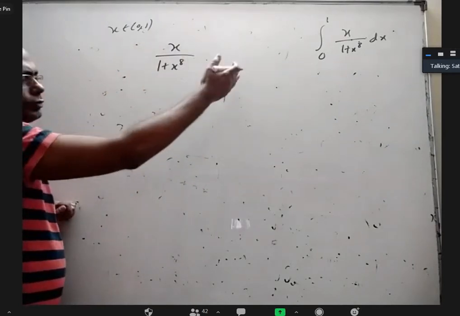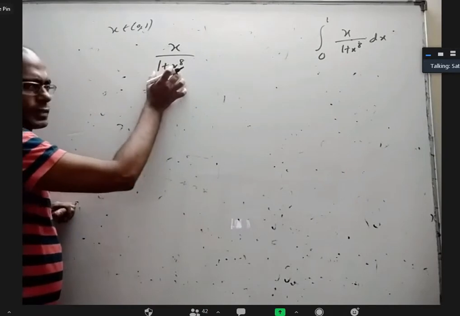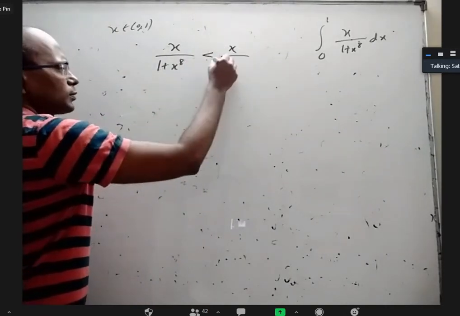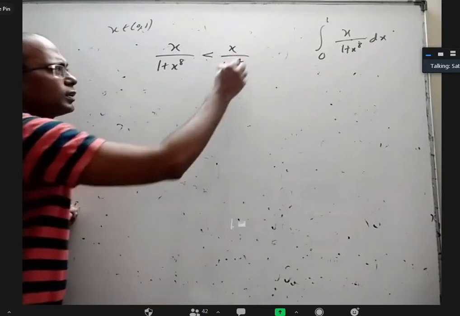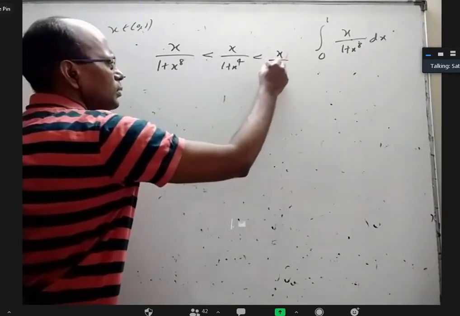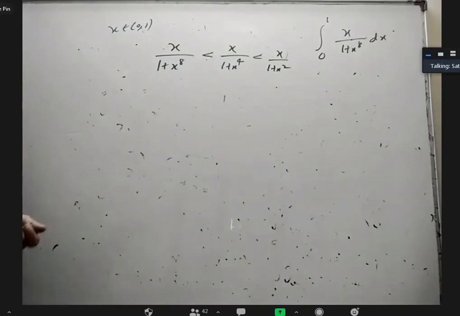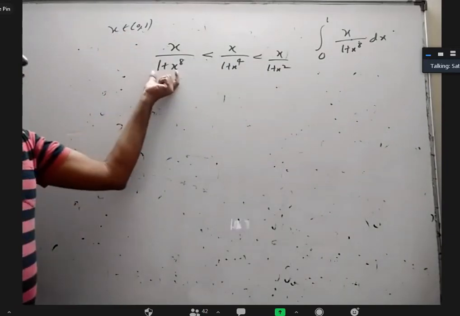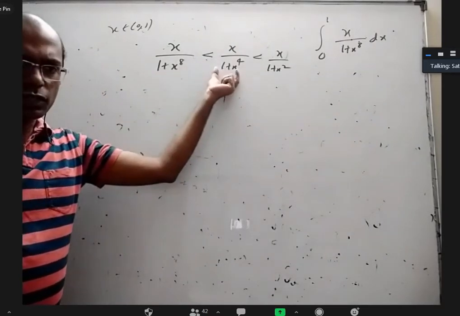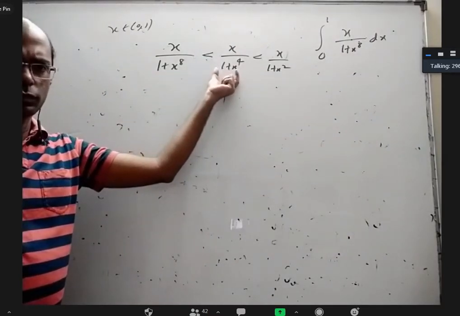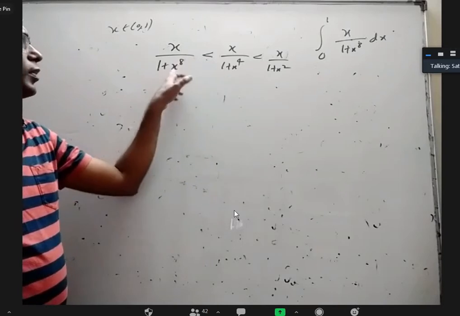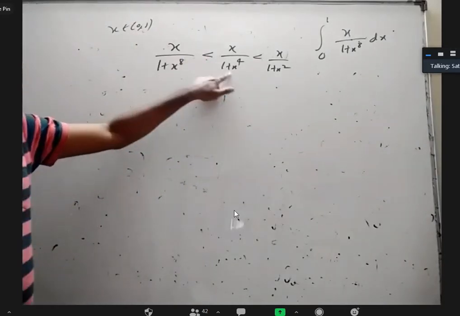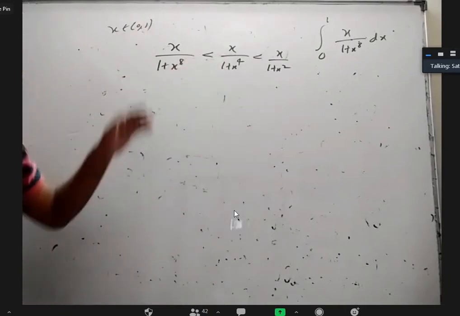If I want to find the right side, I have to minimize this. I can say it is less than x by 1 plus x power 4. I can even say it is less than x by 1 plus x squared. Have we increased or decreased the denominator? Tell me, compared to this, is the denominator bigger or smaller? Bigger, sir. x power 4 is bigger than x power 8 because x is between 0 and 1. If the denominator is bigger, the whole thing will be smaller. So I should write it this way.